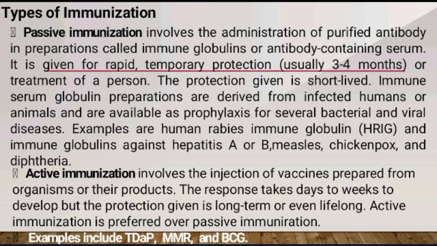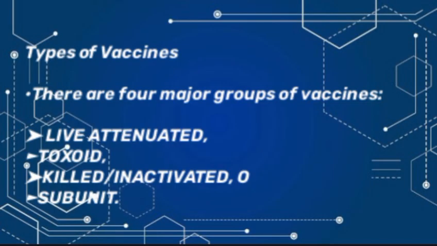Active immunization involves the injection of vaccines prepared from organisms or their products. The response takes days to weeks to develop, but the protection given is long-term or even lifelong. Active immunization is preferred over passive immunization. So there are 4 major groups of vaccines. Number 1 is the live attenuated. Second is toxoid. The third is killed or inactivated, and the last is subunit.